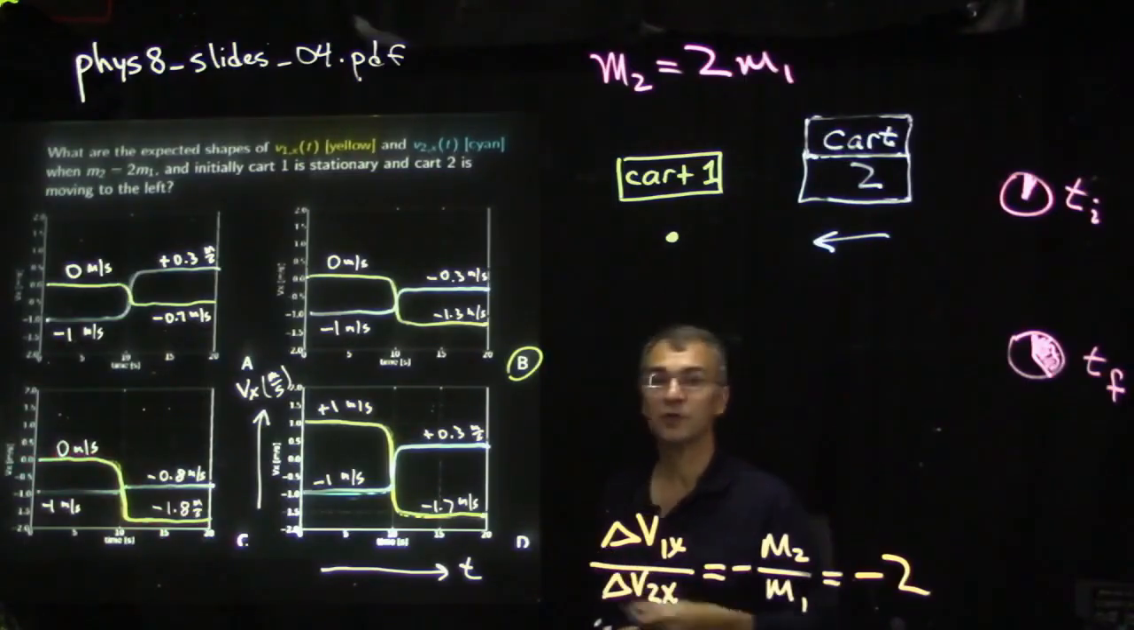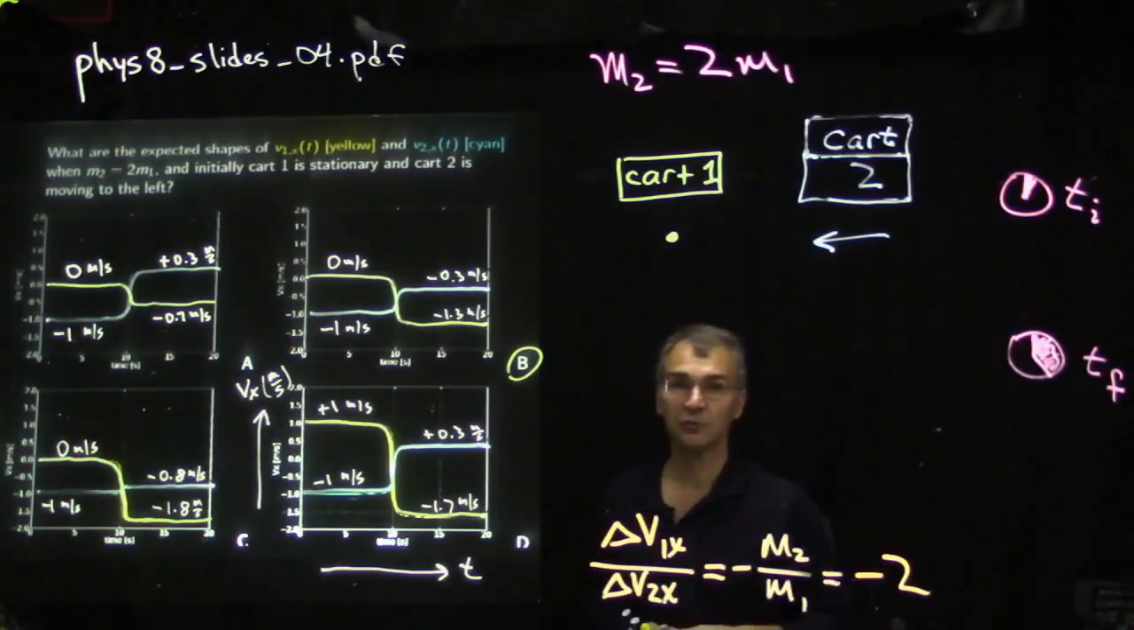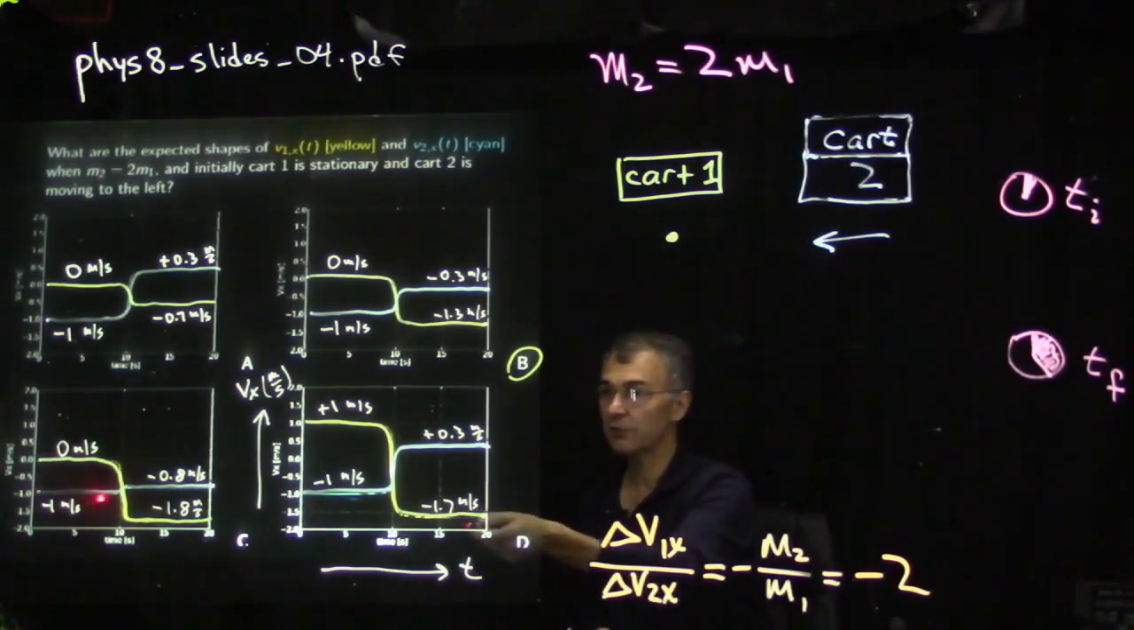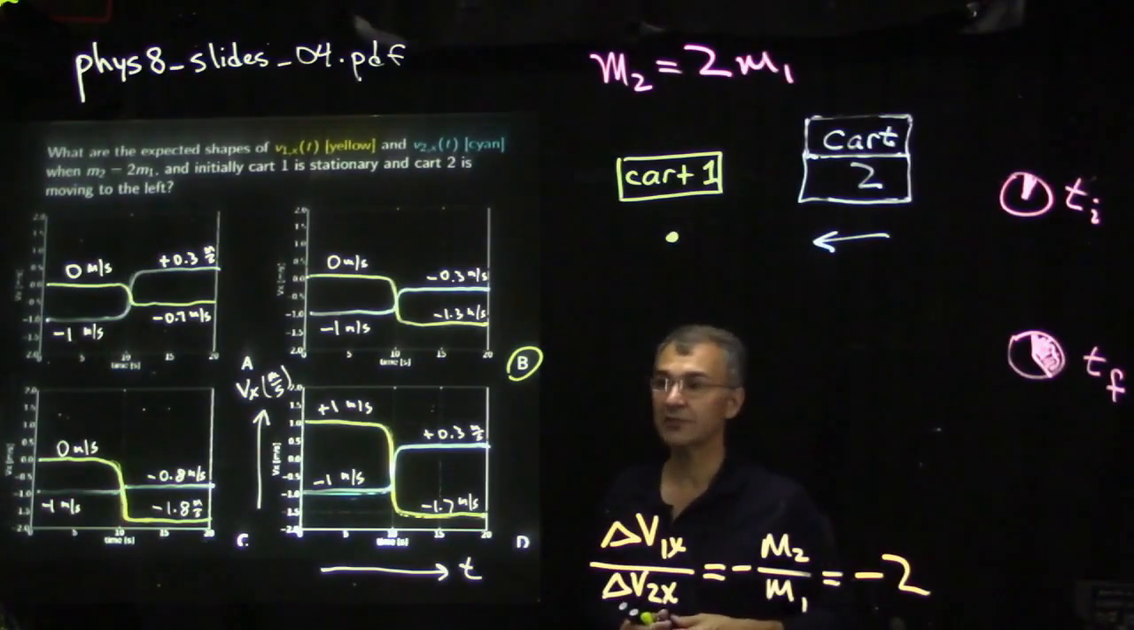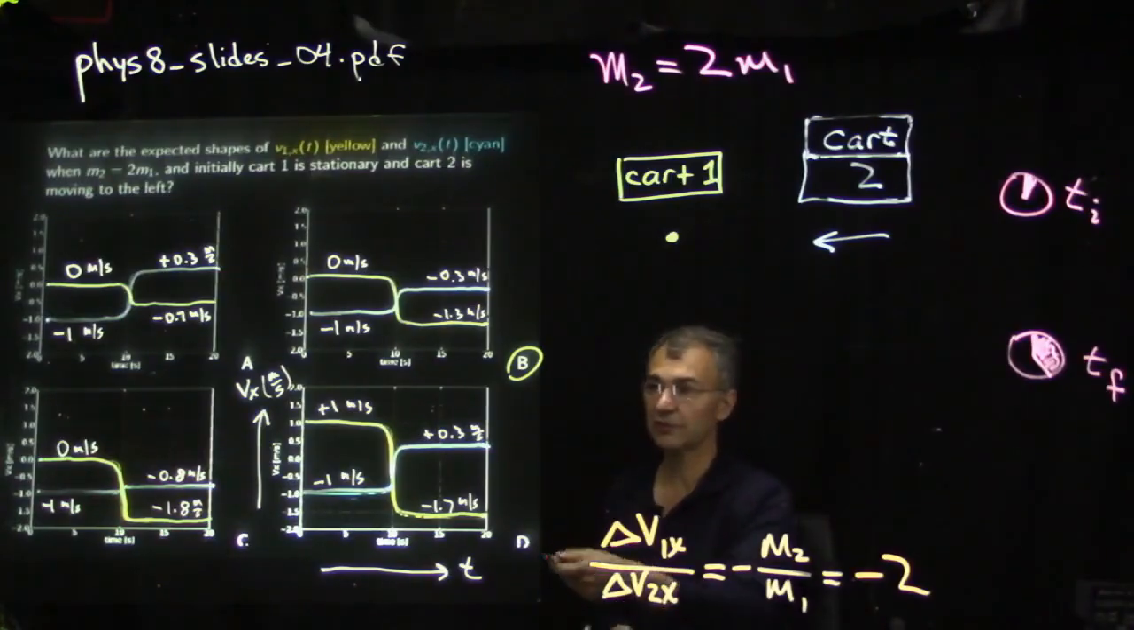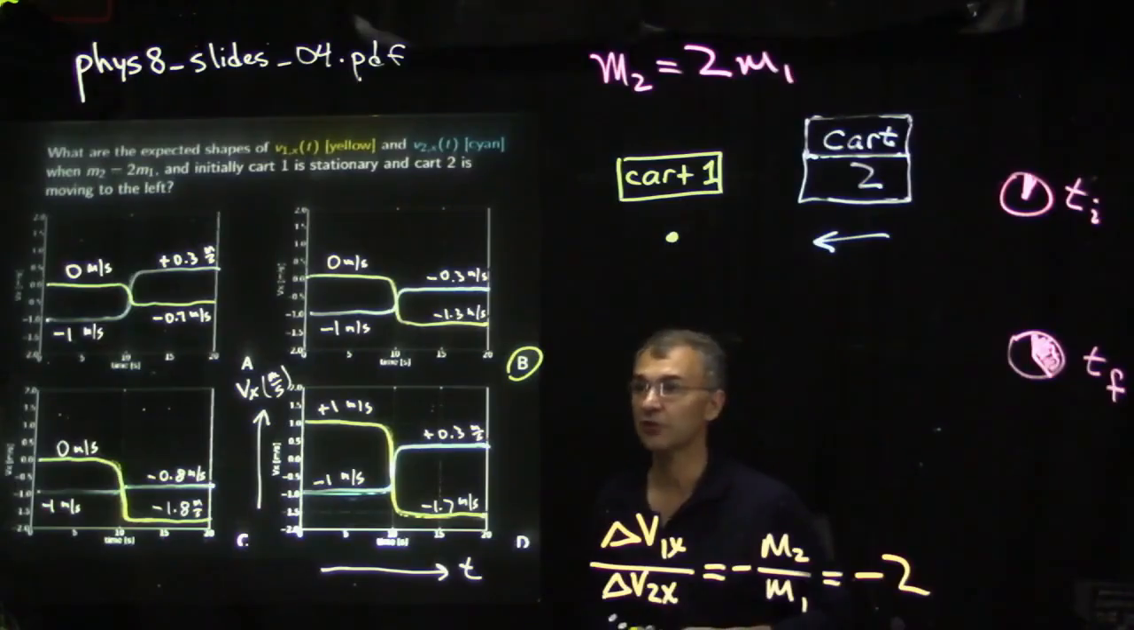Cart 1 goes from 0 to -1.8 meter per second. That's a change of -1.8. Cart 2 goes from -1 to -0.8 meter per second. That's a change of +0.2. That would be a 9-to-1 ratio of masses. This is what you would see if cart 2 were 9 times as massive as cart 1. Cart 2 is more massive than cart 1, but it's not 9 times as massive. So we rule out C, and we still like B.